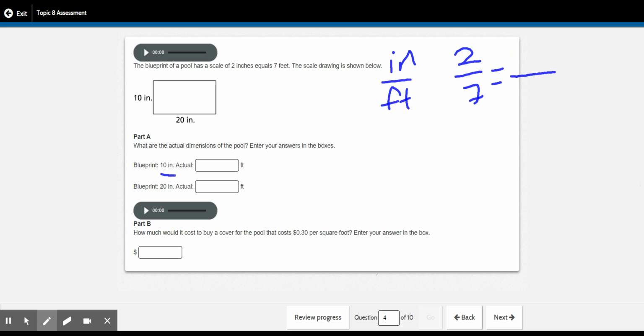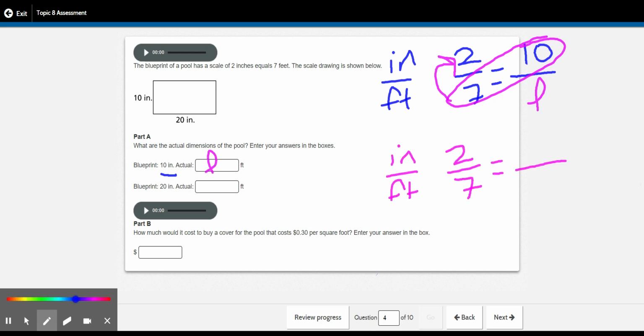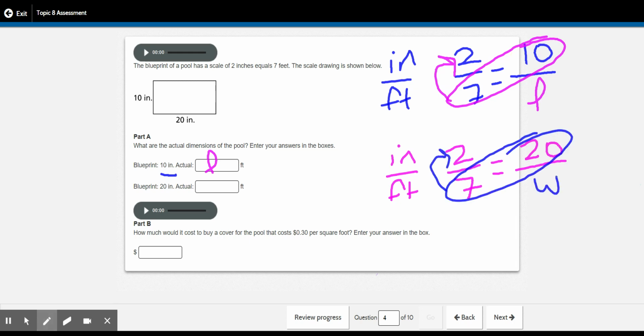And then I'm going to say, okay, my length is 10 inches. So 10 goes on top because it goes with the inches. All right, and then we're going to cross multiply and divide. And then that's how we're going to get our length. Okay, so our length goes right in here. Now we're going to do the same thing to find our width. So they give us 20 inches, and now they want to know how many feet that actually is. Same thing, cross multiply and divide. We're going to get our width, and then you'll plug it in right in here.